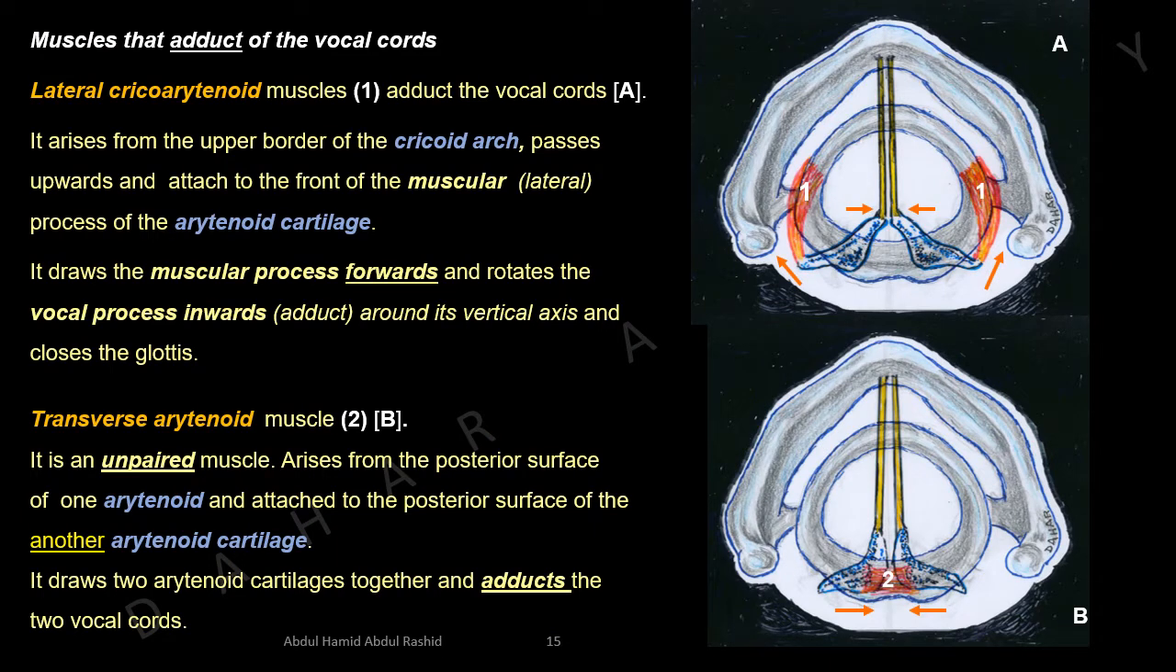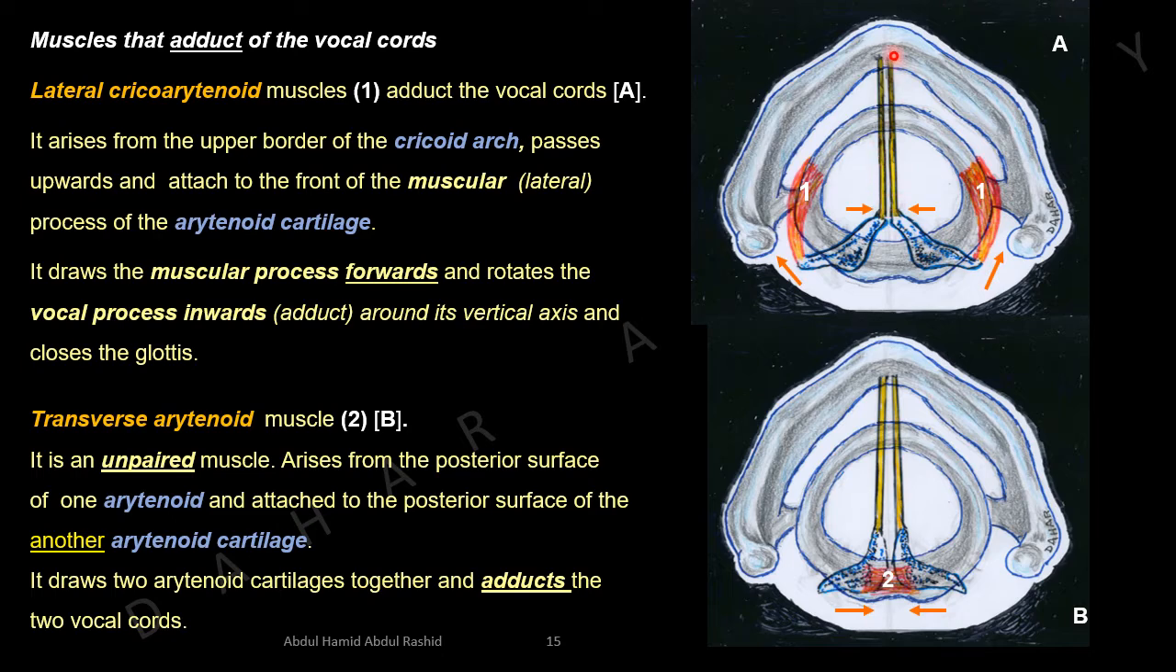Muscles that adduct the vocal cords, that is closing the glottis. It is done by 2 muscles, lateral cricoarytenoid and transverse arytenoid muscles. Let's see these 2 diagrams. Diagram A here, thyroid cartilage. This is the angle of the thyroid cartilage, cricoid cartilage, lamina of the cricoid cartilage. On its upper border is a pair of arytenoid cartilages. Here, this is the lateral or muscular process of the arytenoid cartilage. This is the anterior or vocal process of the arytenoid cartilage.